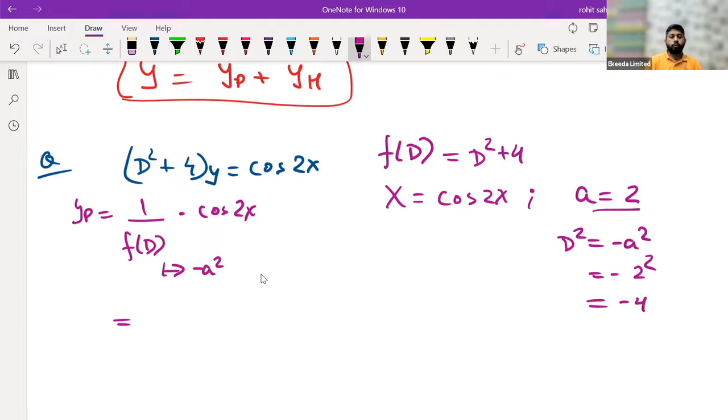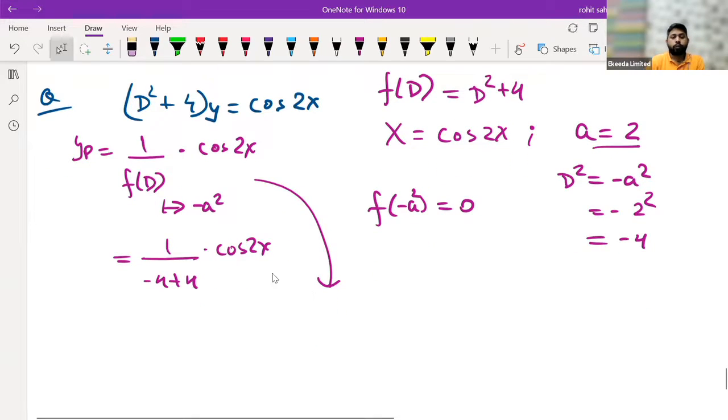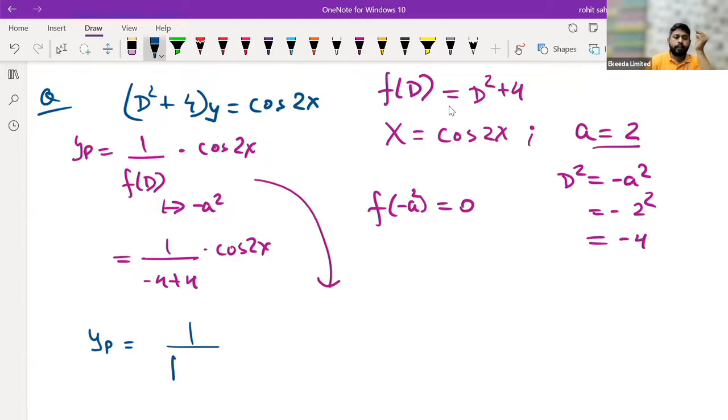So if this is minus 4, this will become minus 4 plus 4 cos 2x, which is like the 1/0 form. So f of minus a square, which is coming out as 0, so we cannot follow this. Instead of that, yp will become 1/f dash of minus a square cos of 2x.